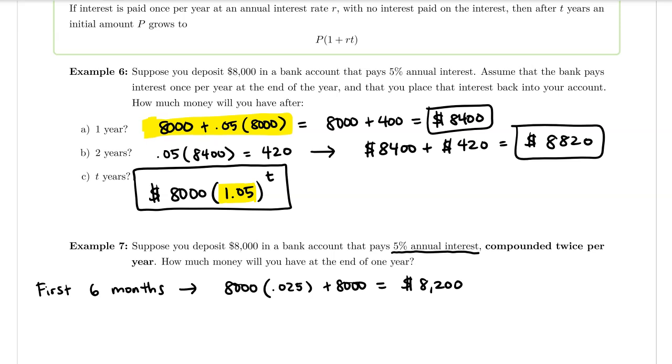So that's how much we'll have basically after the first 6 months, but we want to know how much money we'll have at the end of 1 year. So now we have to go and think about our second 6-month period. But now we have $8,200 at this point in time, and then we're going to also calculate 2.5% and then add that back to 8,200.